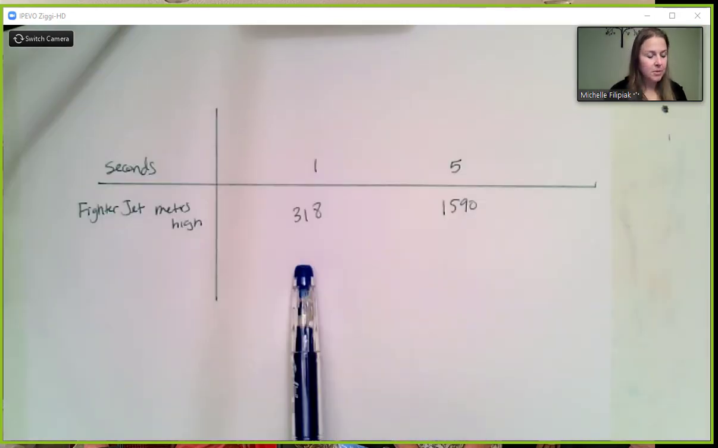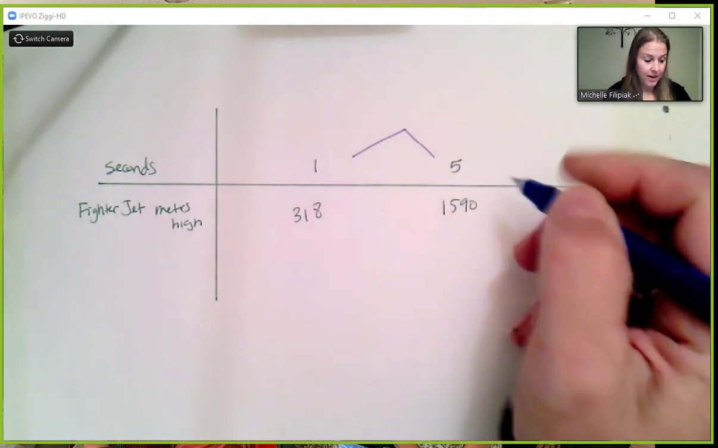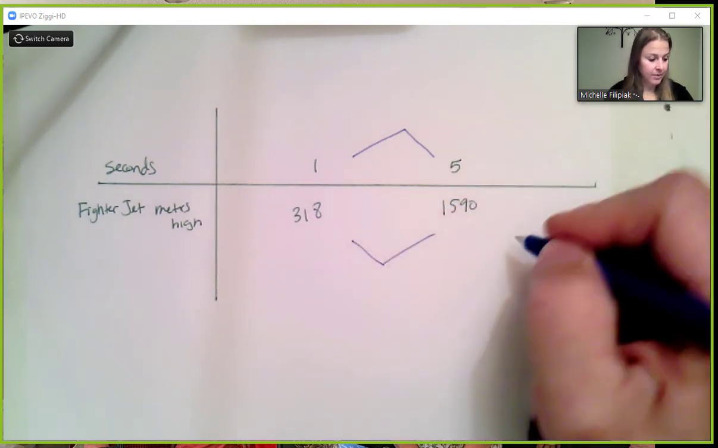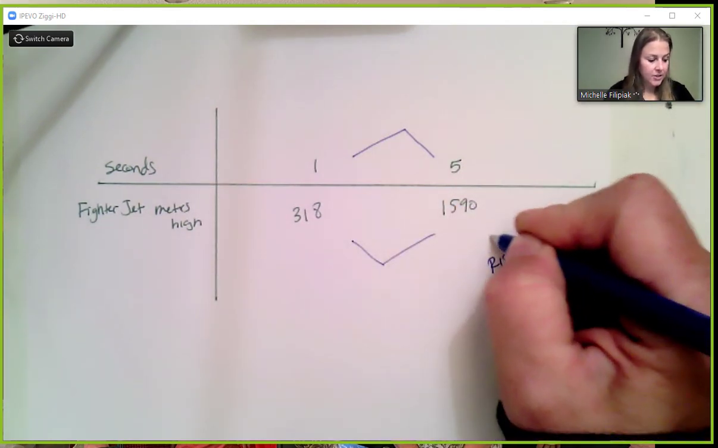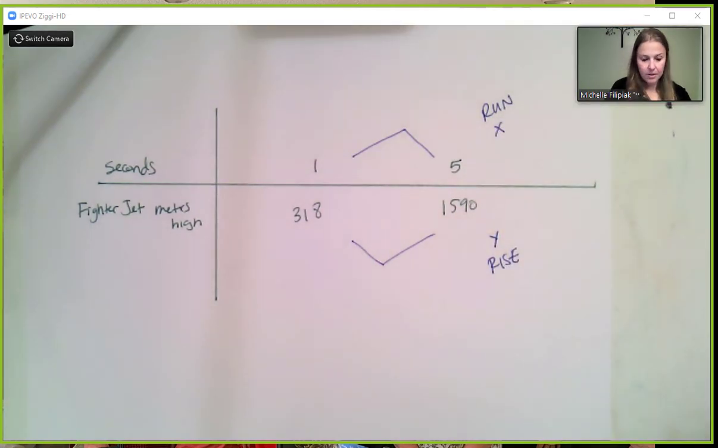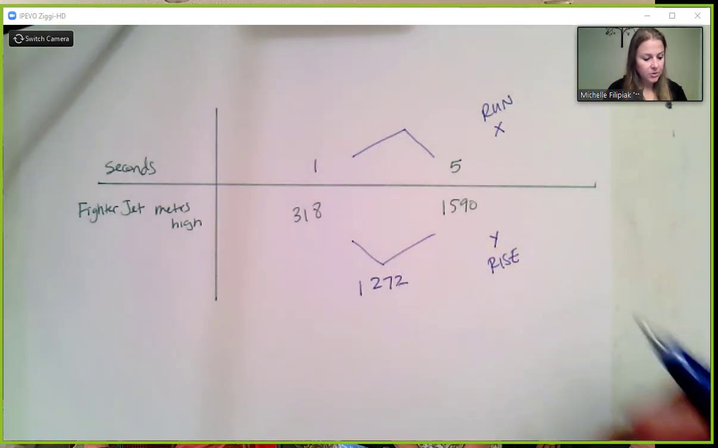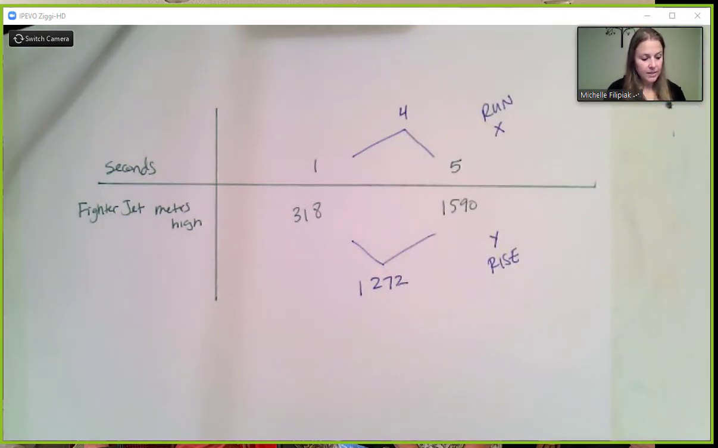Next up, we have a table with only 2 numbers. So probably the easiest thing to do is just find the rise and the run. The rise is your change in y. The run is your change in x. So you might want to grab a calculator here. 1590 minus 318 is 1,272, and 5 minus 1 is 4.